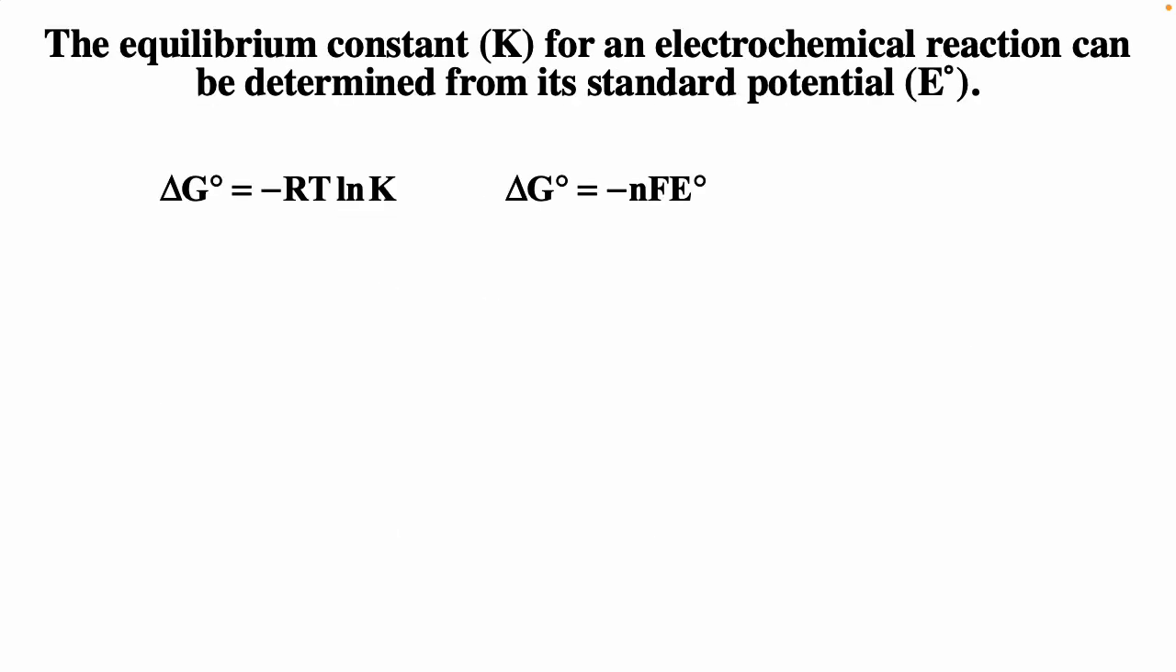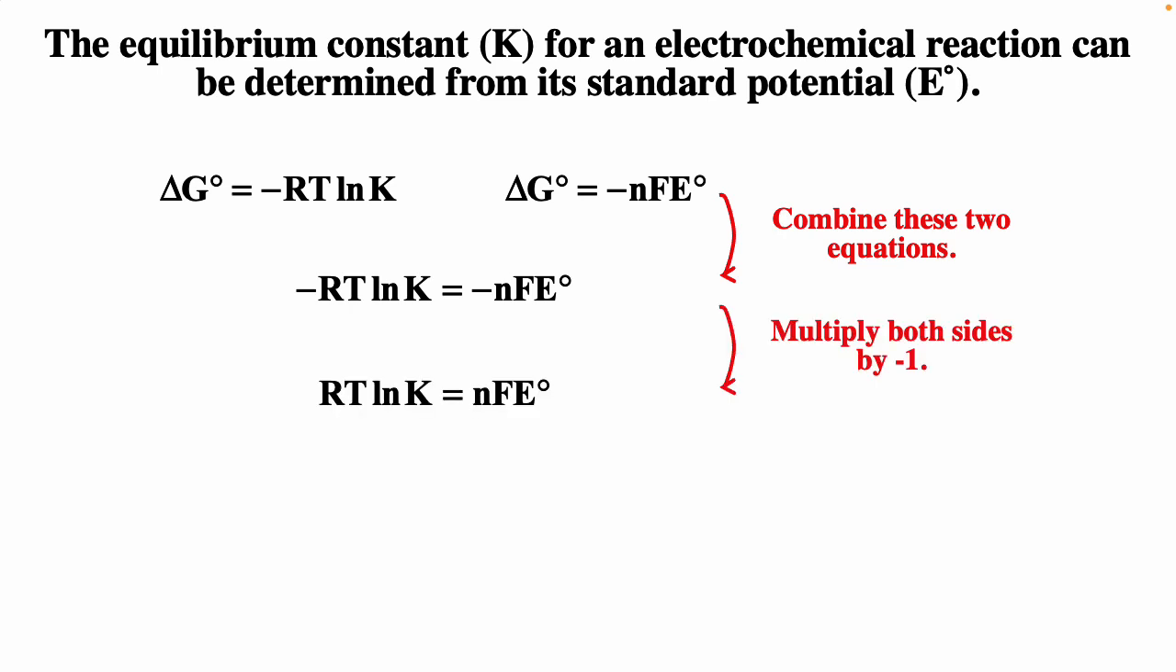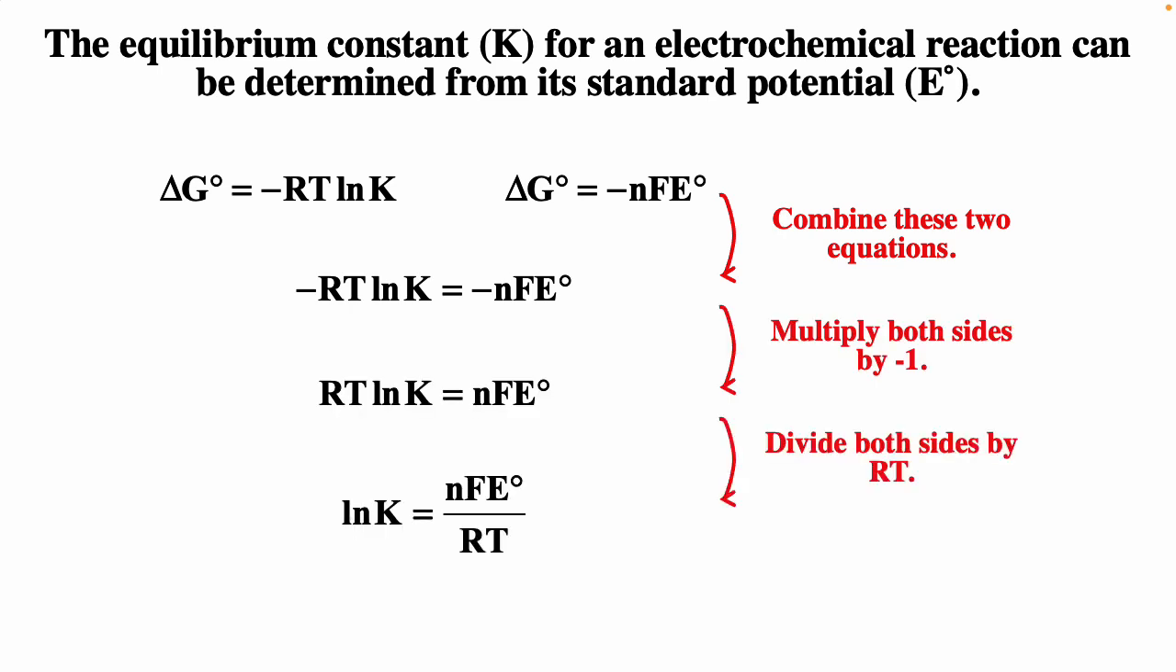The equilibrium constant for electrochemical reactions can also be determined from the standard potential. And so we've seen that delta G naught equals minus RT natural log K. We've seen that delta G naught equals minus nFE. And so that tells us that RT natural log K should equal nFE. So we combine those two equations, get rid of the negative sign. Now we can divide by RT. Now if we take everything to the power of e, we get that the equilibrium constant is equal to e to the power of nFE over RT.